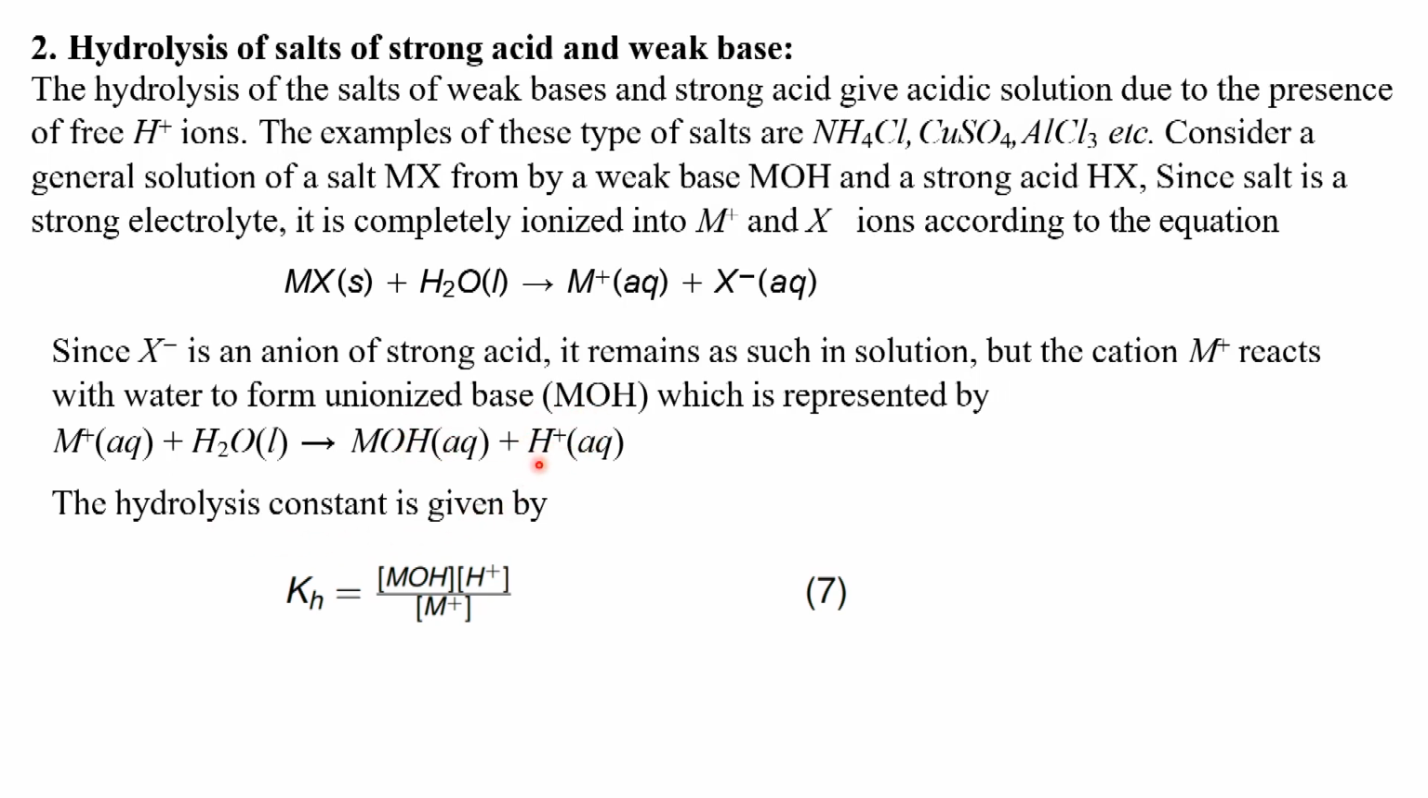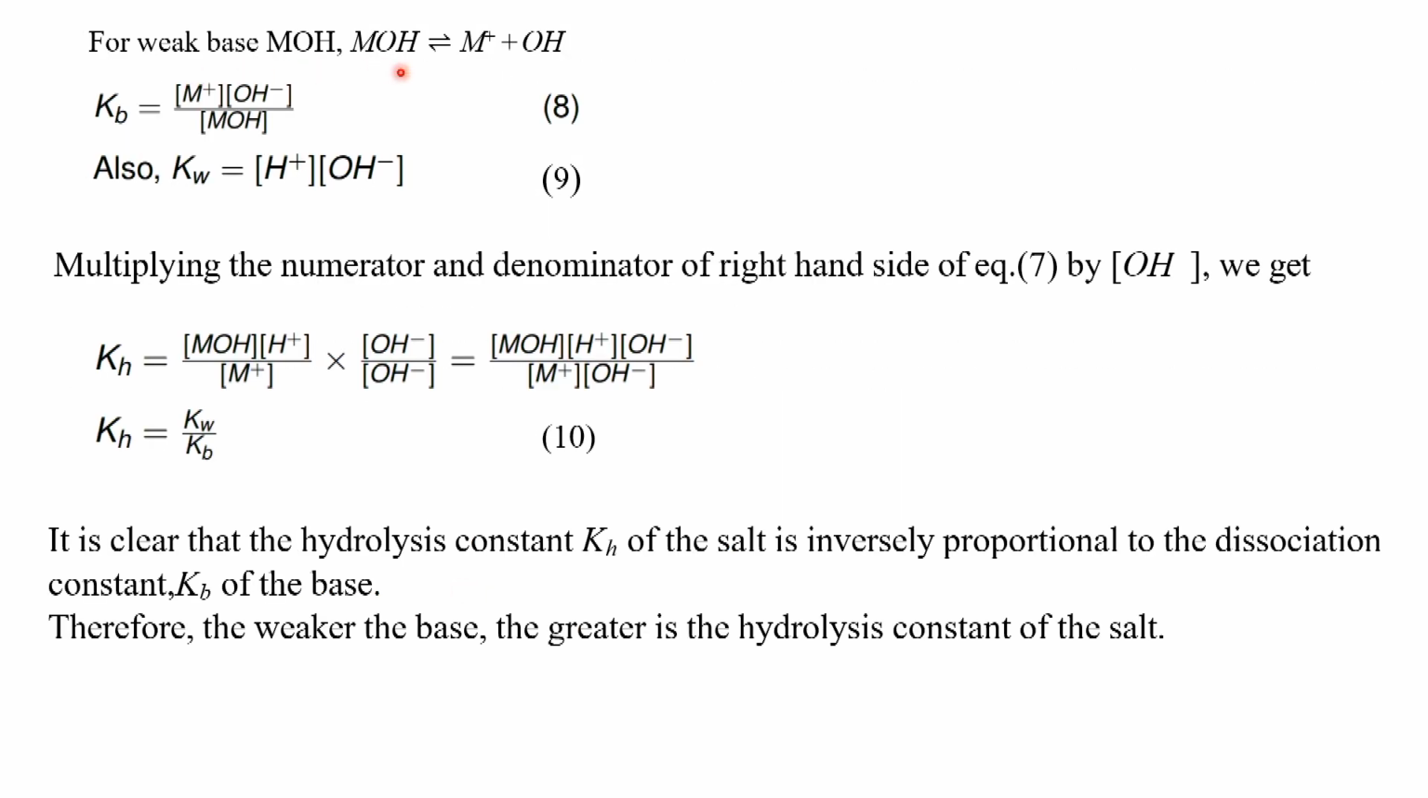So if we consider now the hydrolysis constant, Kh will be the concentration of MOH times the concentration of H plus by the concentration of M plus. Now for weak base MOH, so MOH is the weak base we got here. So MOH will dissociate like M plus plus OH minus.